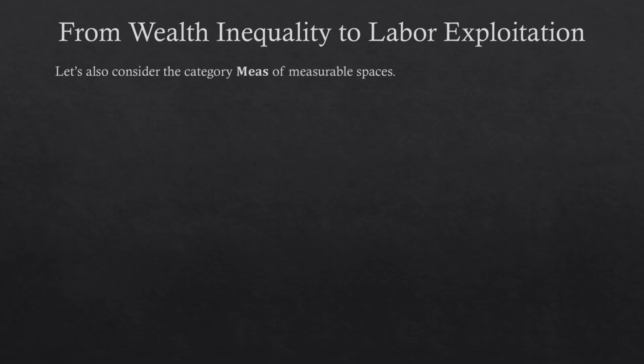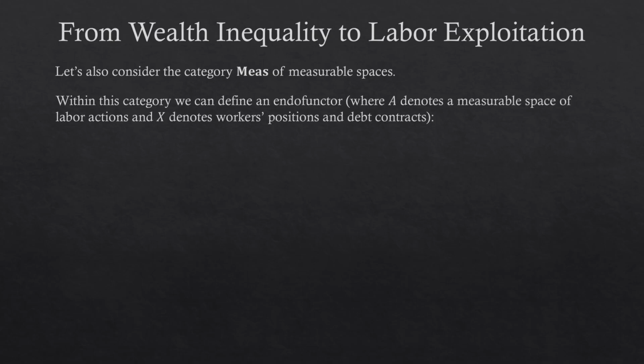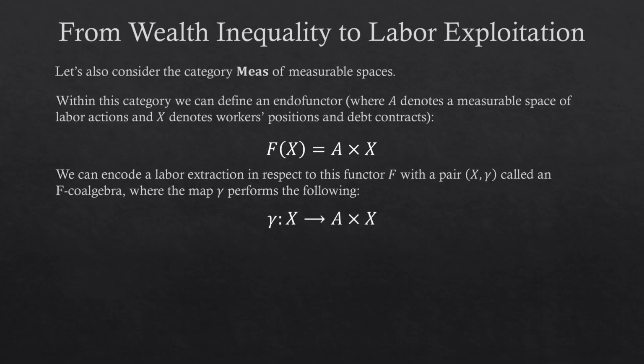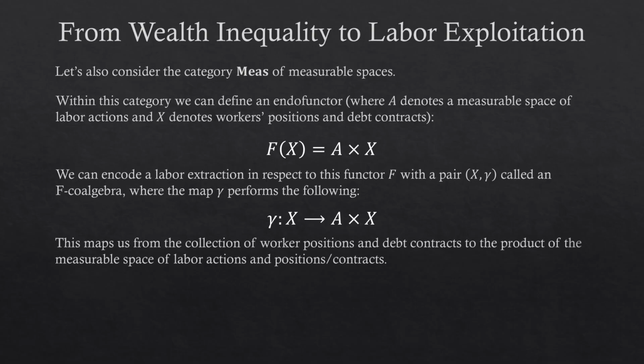Let's also consider the category of measurable spaces. Within this category, we can define an endofunctor, where A denotes a measurable space of labor actions and X denotes workers' positions in debt contracts. We can encode a labor extraction with respect to this functor F with a pair (X, γ) called an F-coalgebra, where the map γ performs the following. It maps us from X into the product of A and X. So this maps us from the collection of worker positions and debt contracts to the product of the measurable space of labor actions and positions or contracts.